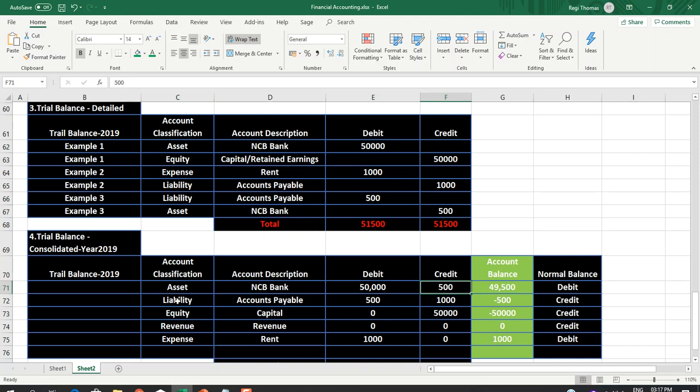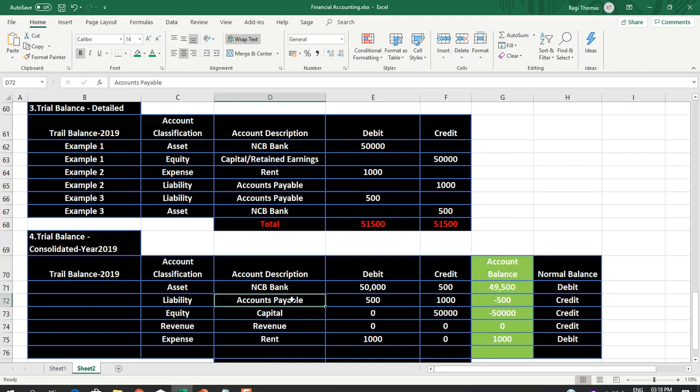The account balance of the NCB bank is nothing but debit minus credit, so you will get an amount of 49,500. That means at this point in time, if you check your bank, your balance will be 49,500 because you already paid 500 to the supplier. That's why the 500 is reduced. This is the normal balance of a debit bank account, and this is the opposite sign of the normal balance.